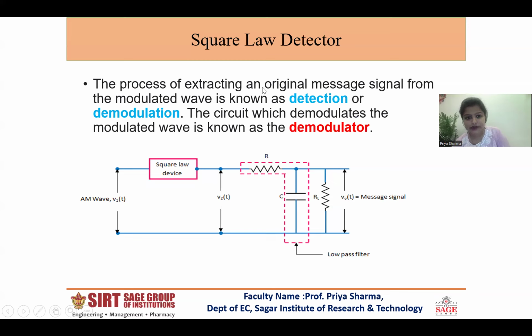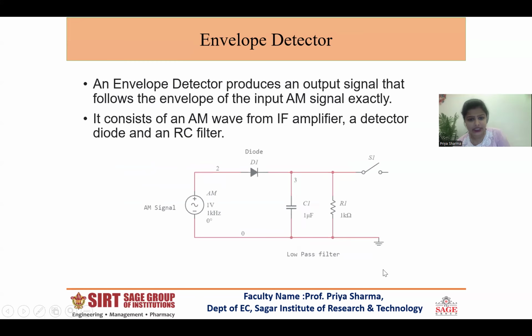So what is a detector basically? The process of extracting an original message signal from the modulated wave is known as detection or demodulation. The circuit which demodulates the modulated wave is known as the demodulator. I have already explained the block diagram of a square law detector. It consists only of a square law device and a low pass filter, and the message signal has been reflected here. Let's continue with it.